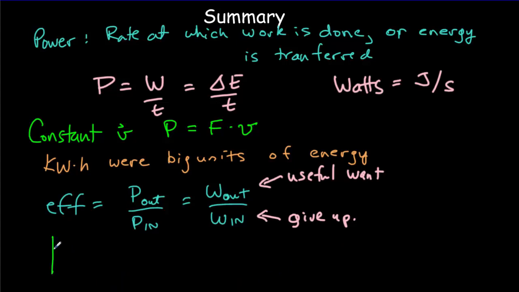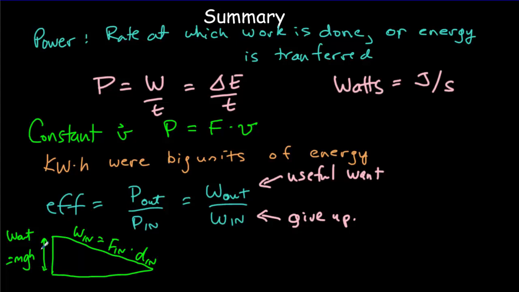And then we looked at inclined planes, and we saw that the input work on an inclined plane would be equal to the force you got to push with times the distance up the incline. And the output was simply lifting the object straight up to its height. So the output work would be mgh, where h here is the height of the incline.